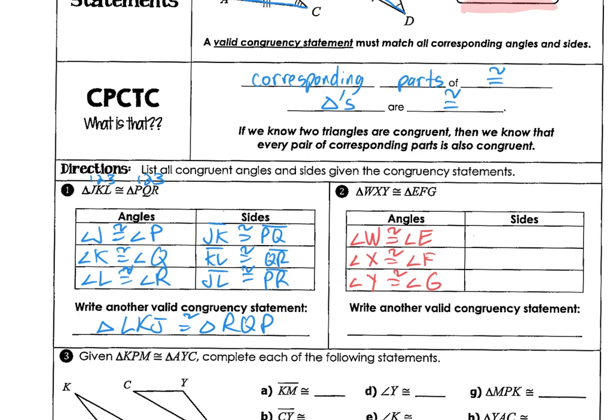And then with the sides, WX is congruent to EF, XY is congruent to FG, and WY is congruent to EG. Perhaps another order would be triangle XYW is congruent to triangle FGE. Perhaps you did triangle YXW, it's congruent to triangle GFE, which would also work.